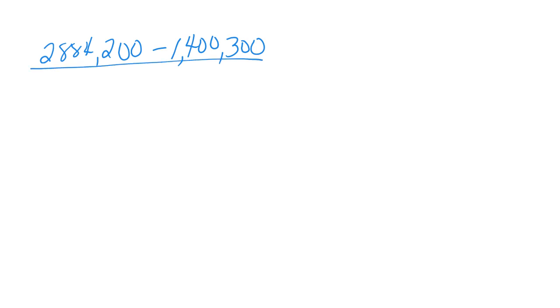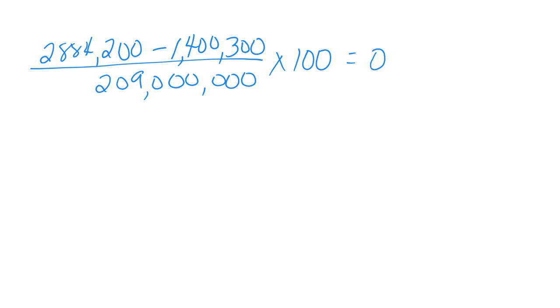So now that we have this, we can find our crude growth rate by the formula. We're going to take 2,884,200 minus 1,400,300. So that's births minus deaths, and we go back now to use our total population of 209 million. And our answer comes out as 0.71% as a growth rate for Brazil.